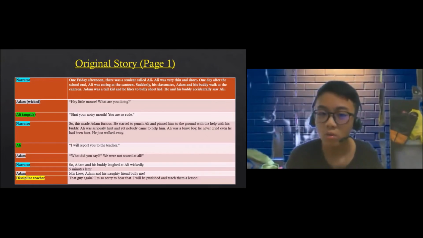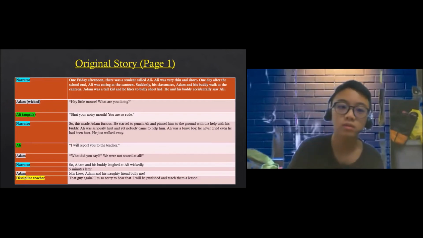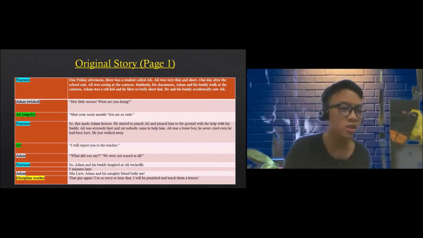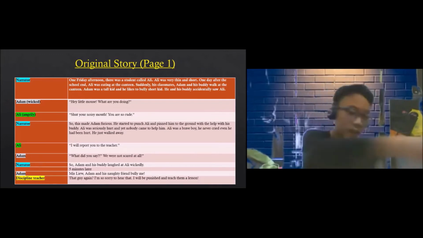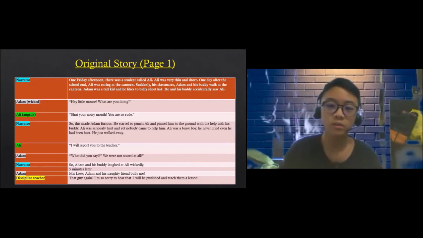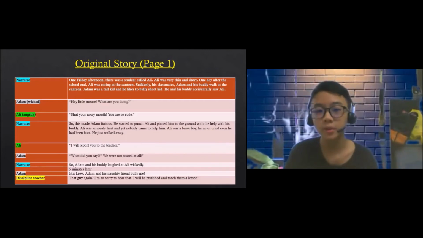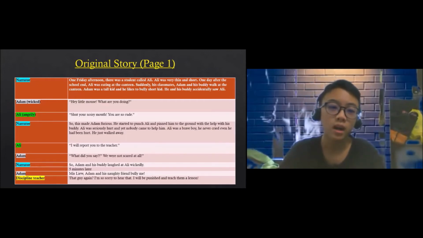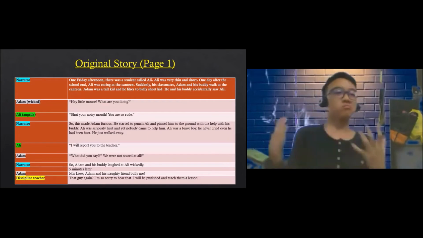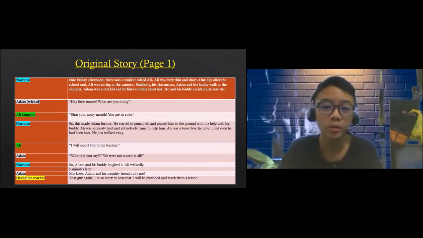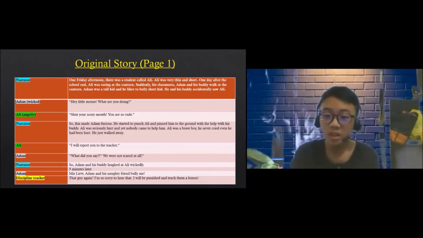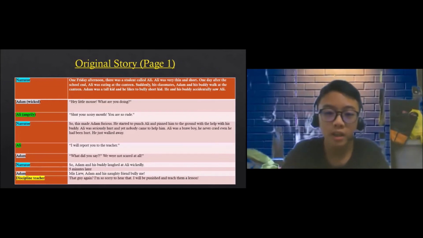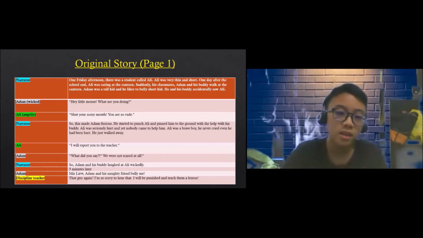"Little mouse, what are you doing?" "Shut your noisy mouth, you're so rude." So this made Adam furious. He started to punch Ali and pinned him down to the ground with the help of his buddy. Ali was seriously hurt, and yet nobody came to help him. And Ali was a brave boy. He never cried even though he had been hurt. He just walked away.